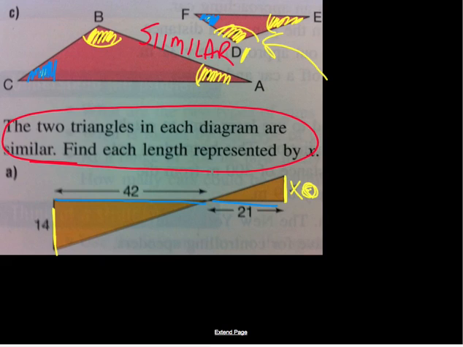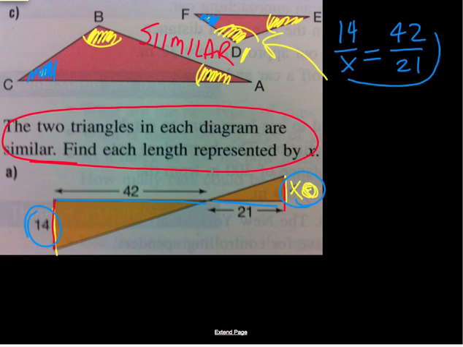And now that I know that x corresponds to 14, I'm simply going to go big over little. So I'm going to write that over here. I got 14 over x is going to be the same ratio as 42 over 21. So then all I'm going to do from here, and again, to me, that is the hardest thing to do in this, to get that correct, because once that's correct, you're just doing some simple algebra.